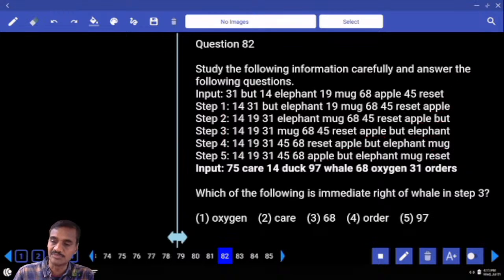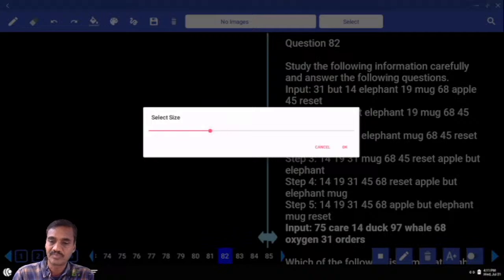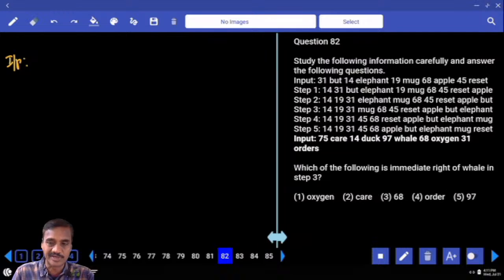Then all the questions are based on the same logic and the same pattern. Now the input. Let us take this input. This is the first time we are coming across input-output in this clerk paper, and that is the reason I am explaining this one. 75. Now let us write down the first letter itself.